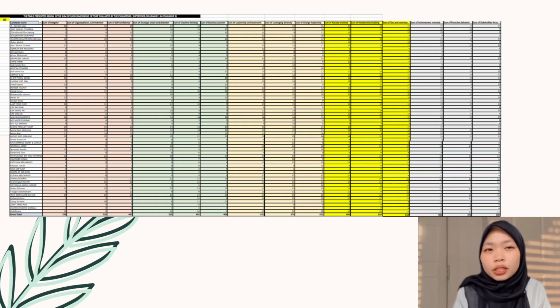In the first question, what we did was we combined all of the SSS status and sum up according to the candidate's name. Next, we sum up all of the data which are integrity, organizational commitment, self-confidence, strategic vision and direction, creative thinking and so on.